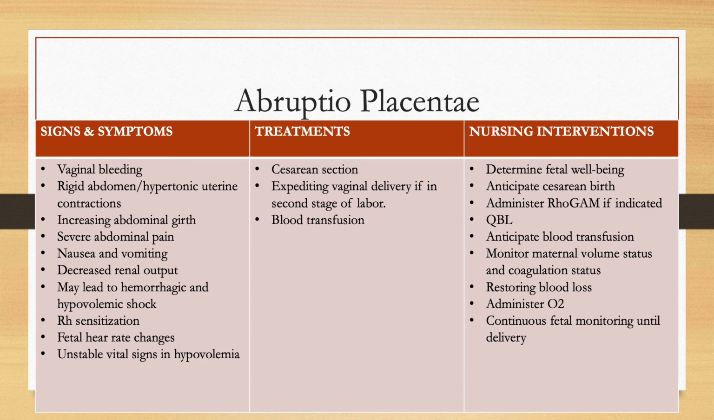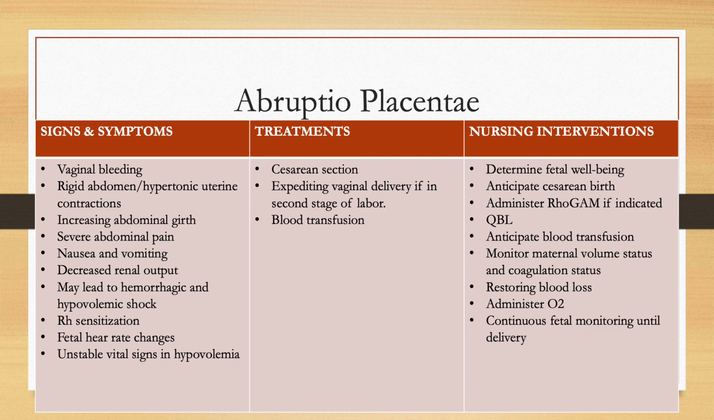Of course, you must anticipate that she might require a blood transfusion. You have to constantly be monitoring the baby. Fetal monitoring, determining fetal well-being constantly, so she does not come off the monitor until delivery. Administer RhoGAM if indicated. Again, QBL is crucial. Everything that she soaks up in blood with an abruption, you want to keep so that you're able to weigh everything that she soils with blood.